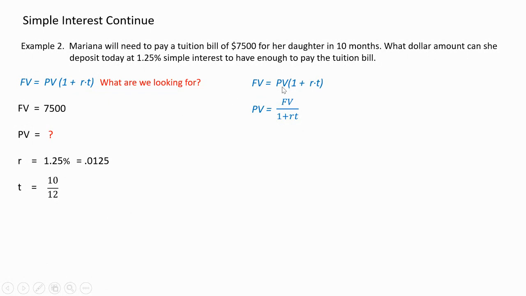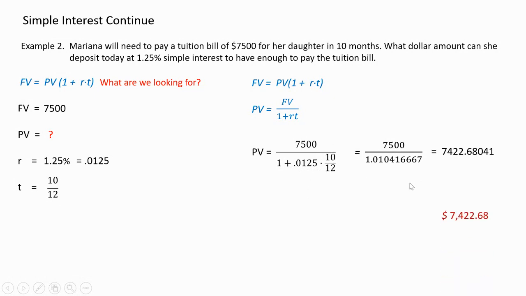So again, if we're looking for a present value, here we divide both sides by 1 plus r times t. So this is a formula that we're going to use. My future value is 7,500, and here we have 1 plus my interest rate times my time, the time in years, but this is 10 months. So if you plug that in the calculator, we're going to do this first, and then we divide the 7,500 by what we got in the denominator. So that's your answer. It's $7,422.68 because you are down to the nearest penny.